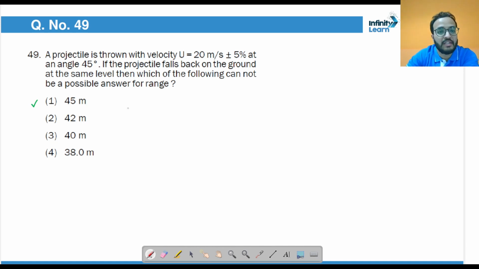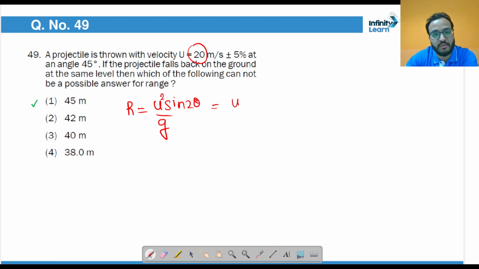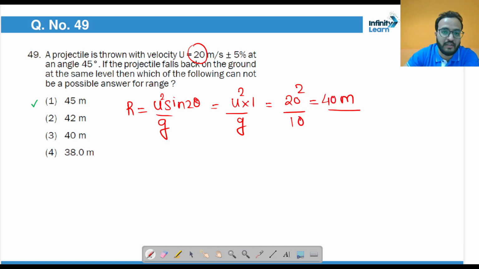Okay, so they are saying, see, what is the range when the velocity is 20 only? Range is u square sine 2 theta by g. Sine 45 into 2 is 90, sine 90. So u square into 1 by g. What is u? 20 whole square by 10. Answer is 40 meters. Got it?